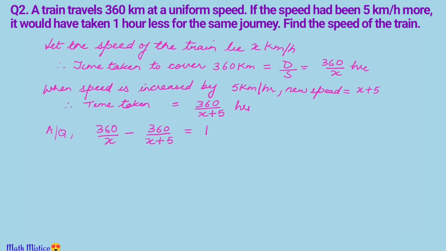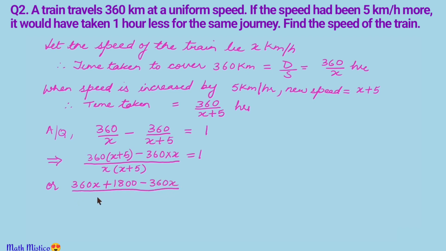Taking LCM, we can simplify this equation further. As they are different, the LCM will be their product. In the numerator, this would be multiplied with this to get the LCM. So we have, and similarly in the other part, opening the brackets, 360x plus 1800 minus 360x upon x square plus 5x is equal to 1.